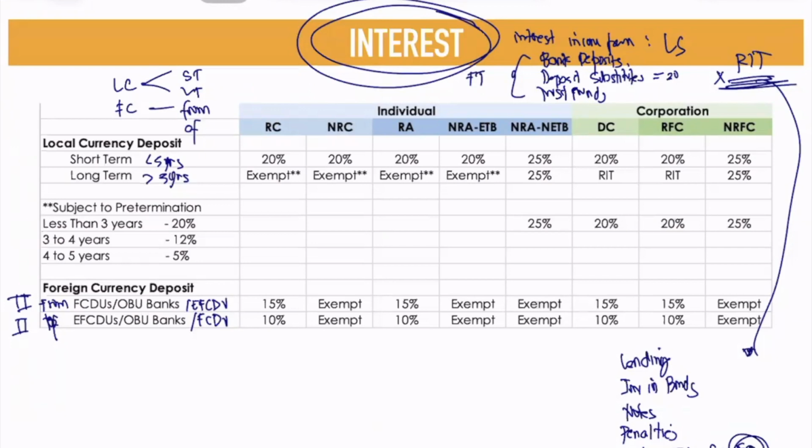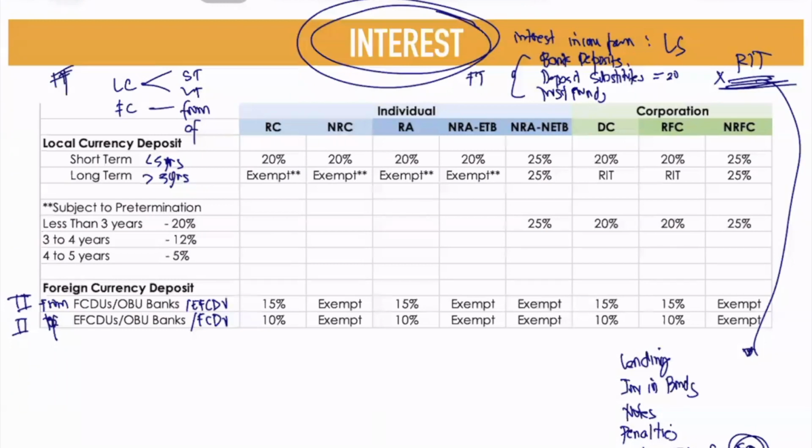So again, interest income from bank deposits, deposit substitutes, and trust funds is subject to final tax. But if not, it is subject to RIT. Common examples are interest income from lending, interest income from foreign sources, interest income from notes, penalties, etc. Now we go to the final taxation itself.